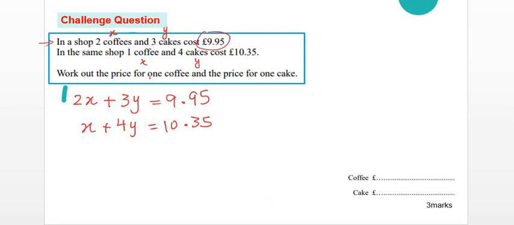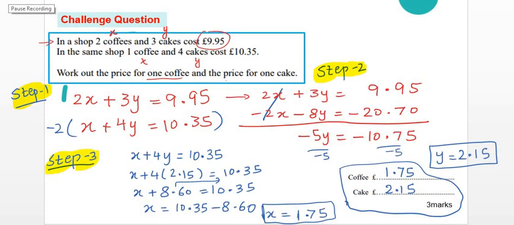Next they want you to find the price of 1 coffee, which means they want you to find the cost of each cup of coffee and the cake, right? Now better pause the video here and solve the question on your own. So here are all the steps, and we got the value for the cup of coffee, 1.75 pounds, and for the cake it's 2.15 pounds. If you want to check your answer, you can substitute these values into any of the equations. If the left hand side and the right hand side are equal, that means your answers are correct, and all the steps are mentioned here.